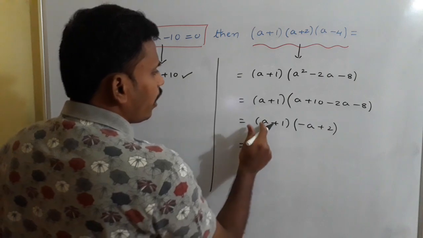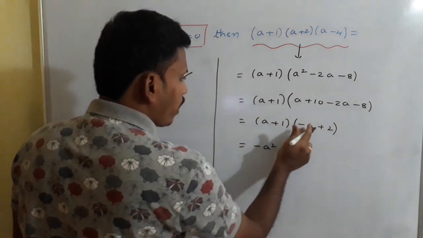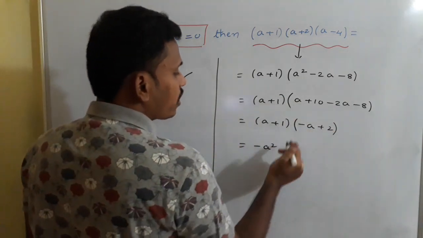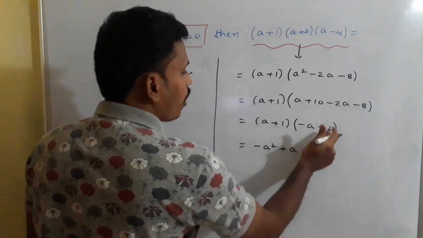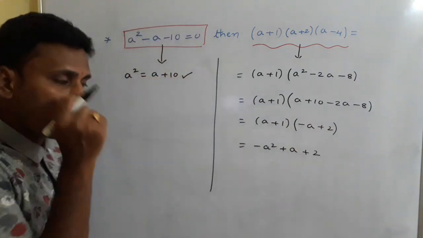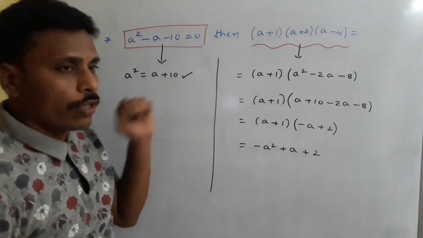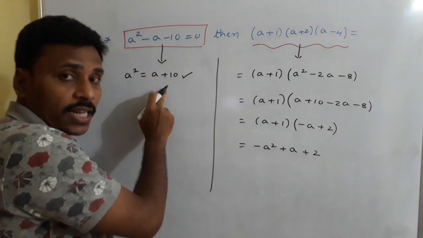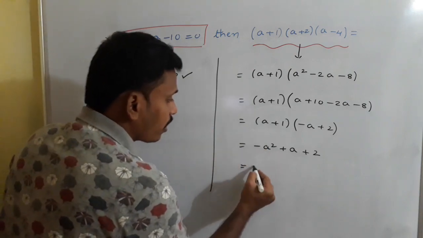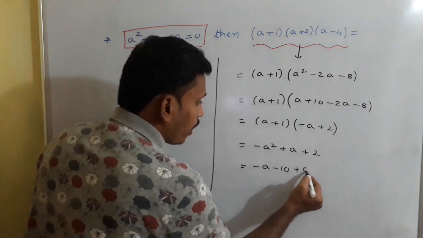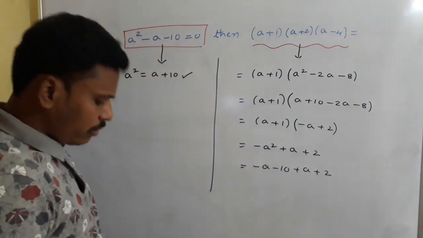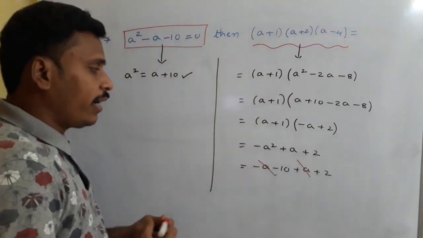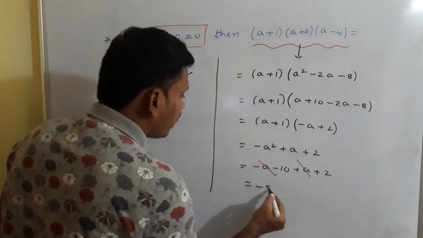Again multiply a into a minus a square because minus is there, and then a into 2 is 2a, 1 into minus a is minus a, 2a minus a is plus a, 1 into 2 is plus 2. Okay, yeah, see a square is equal to a plus 10, but here minus a square is involved, so minus a square means what? Minus a minus 10. So replace minus a square with minus a minus 10 plus a plus 2, and it is easy to identify that this minus a and plus a get cancelled. At the end, minus 10 plus 2, minus 8 is your answer.